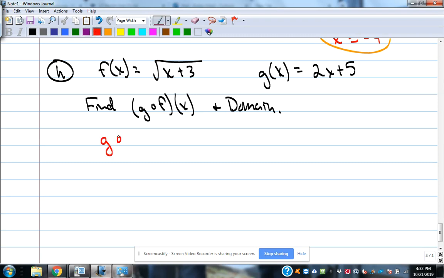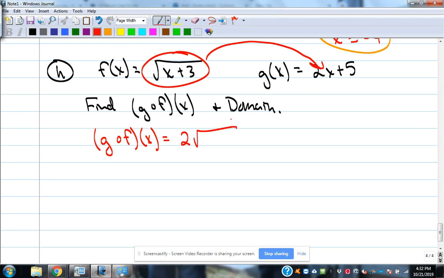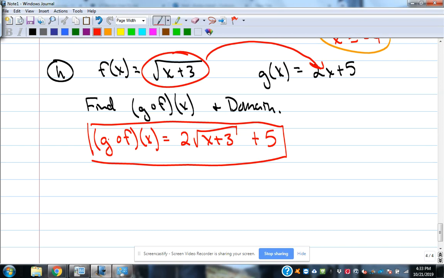So g composed with f means we're taking all of this and throwing it into that. The second one into the first one. So that's going to be 2 square root of x plus 3, and then a plus 5 on the outside. There are no like terms. You can't distribute into a square root. So there are no like terms to put together. This is going to be your composite function. Actually, pretty easy on that one.